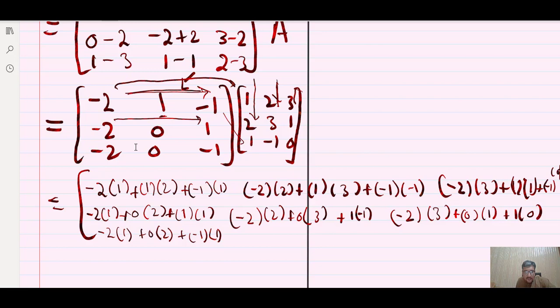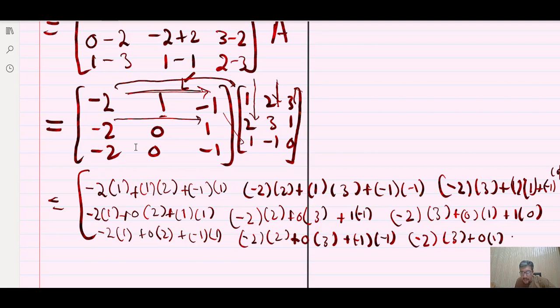Then again we will multiply this with the second one. So it will be minus 2 into 2. The entries of this row are the same as in the second row, only the difference is this was positive and this is negative. Plus 0 multiplied by 3 plus minus 1 multiplied by minus 1. Now you have to multiply the third row with the third column: minus 2 multiplied by 3 plus 0 multiplied by 1 plus minus 1 multiplied by 0.